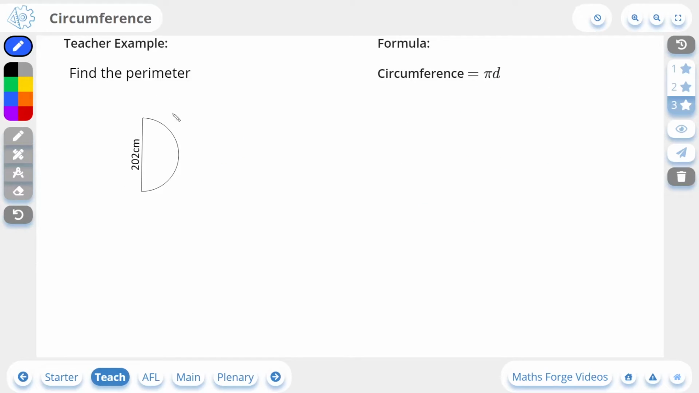Now let's do a 3-star example. Here they're asking us to find the perimeter of this semicircle. Now the perimeter of a shape is the lengths on the outside of the shape added together. They've given us the diameter of the circle, which is 202 centimeters. So now we need to find this circumference here.